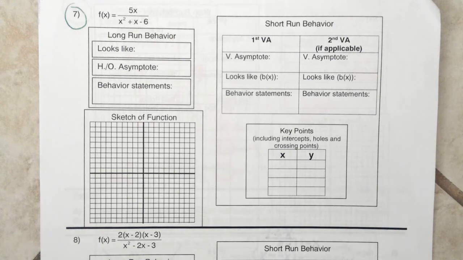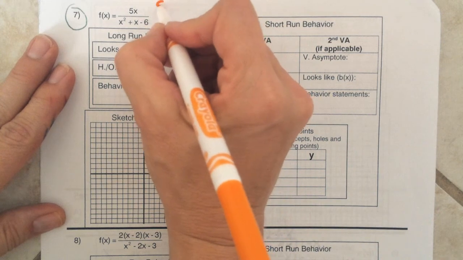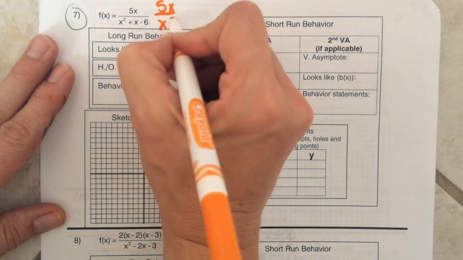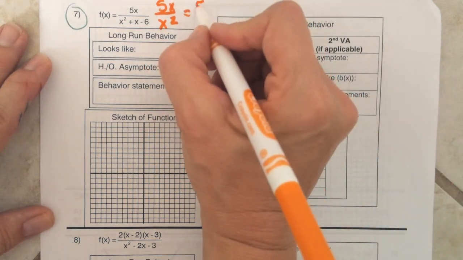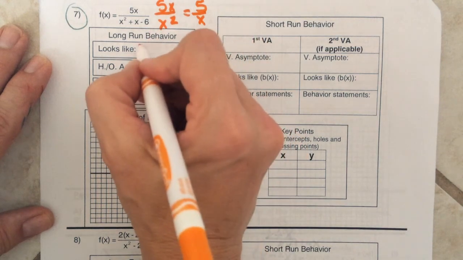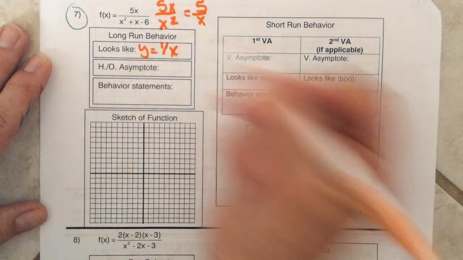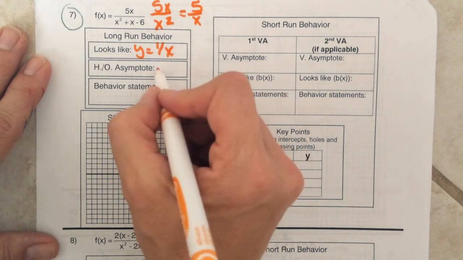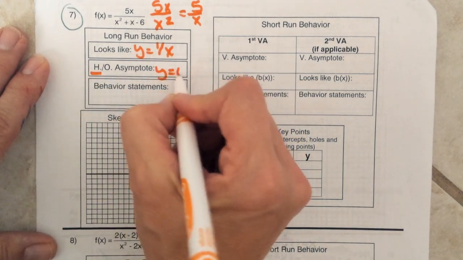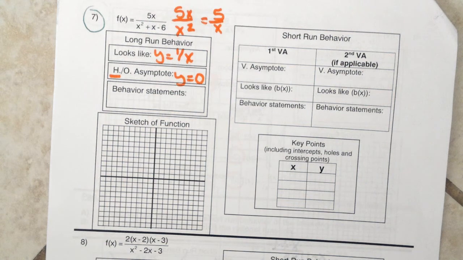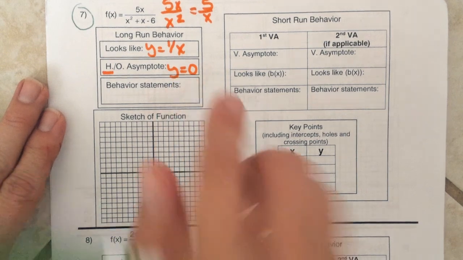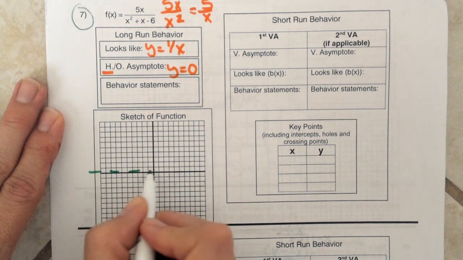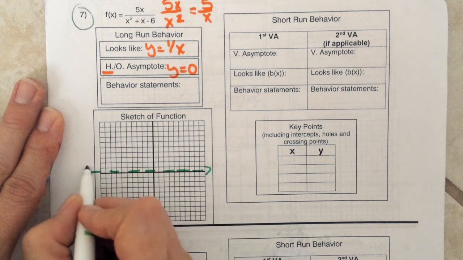Okay, so on number 7, this is a nice one as far as long run behavior goes. We're going to look at our leading coefficients, and I have 5x over x squared. So 5x over x squared reduces to 5 over x, which means it's going to look like a 1 over x. And because I didn't have to do any dividing, I'm going to have a horizontal asymptote at y equals 0. Okay, you're only going to have an oblique asymptote or something that's not 0 if you have to divide. If it reduces right away, then it's going to be at the y equals 0 line.